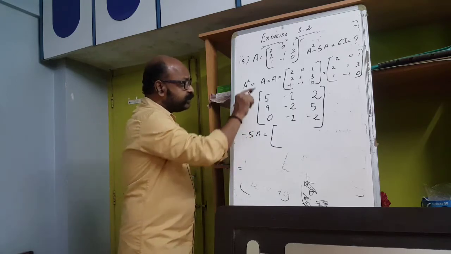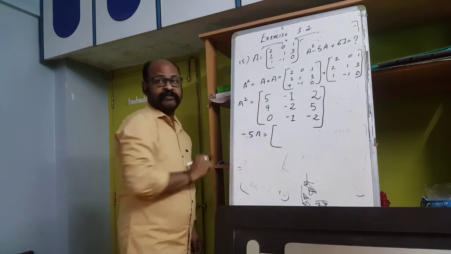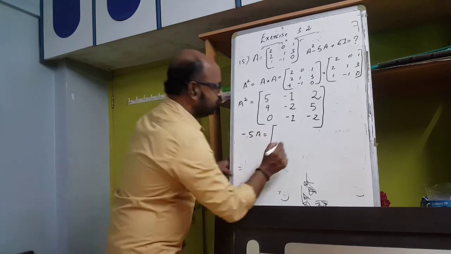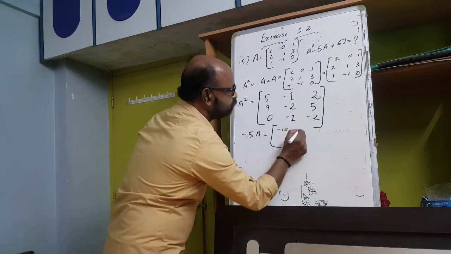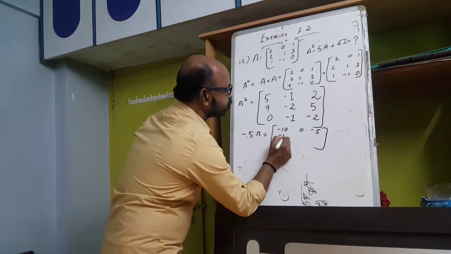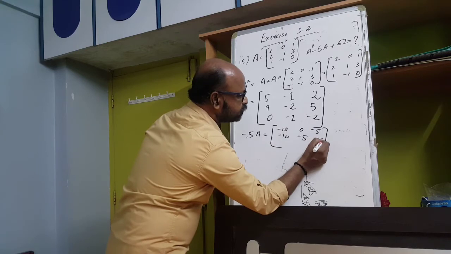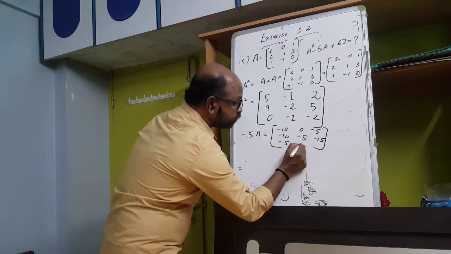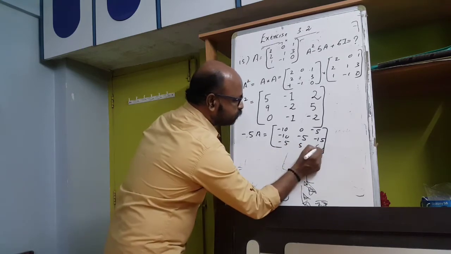So here what we are doing is not multiplication of two matrices, but multiplication of a matrix and a scalar. What to be done? Multiplying all the elements of A by minus 5. So 2 into minus 5, that is minus 10, 0, minus 5, then minus 10, minus 5, okay, 3 into minus 5, that is minus 15, then 1 into minus 5, minus 5, minus 1 into minus 5, that is plus 5, okay, then 0.